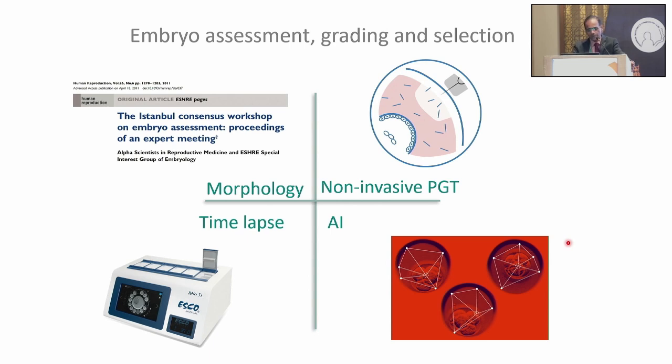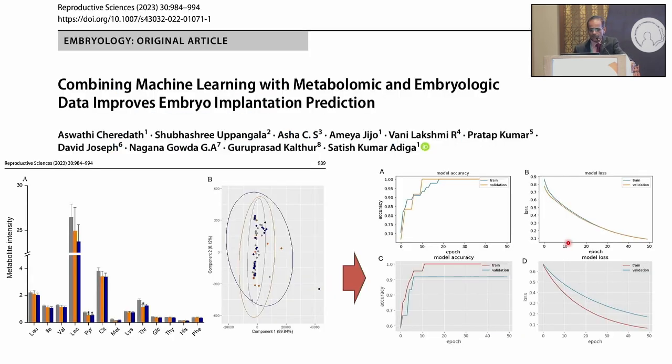When it comes to embryo assessment and selection, the morphology-based assessment is the gold standard, but we also have time-lapse technology, we have non-invasive PGT, and we have AI also in the picture. All this can be combined significantly, so that we can integrate all this technology together and come out with a way to select the competent embryos to give us pregnancy.